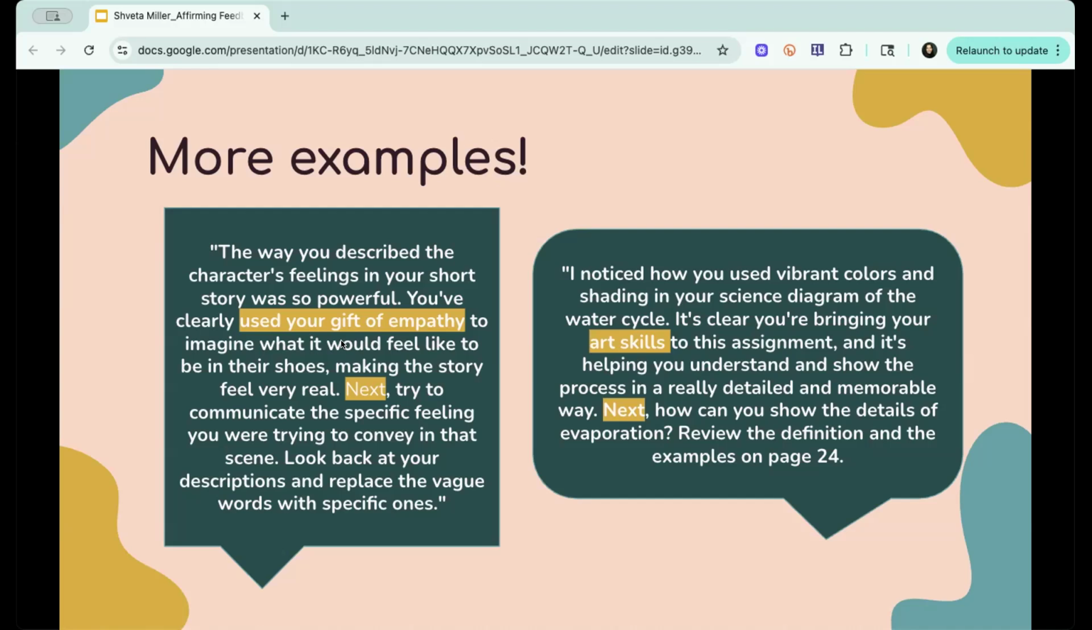Next, how can you show the details of evaporation? So maybe there was a big piece of the water cycle missing. So the next step, review the definition of evaporation and the examples on page 24. So we could do examples all day.